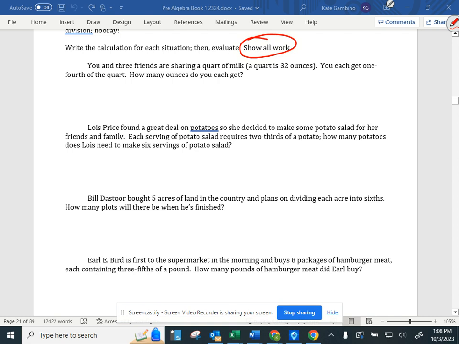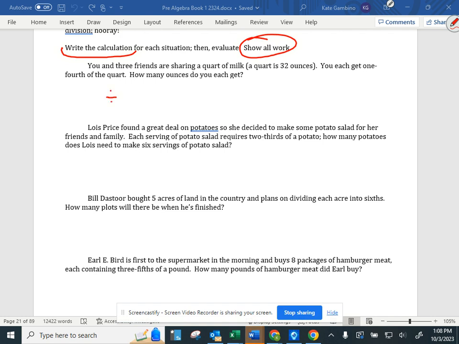Let's look at our first word problem together. You and 3 friends are sharing a quart of milk. A quart is 32 ounces. You each get 1/4 of the quart. How many ounces do you each get? What math am I going to do? What is the calculation that I need to write down? Because we have to write the calculation. Damien? Division.